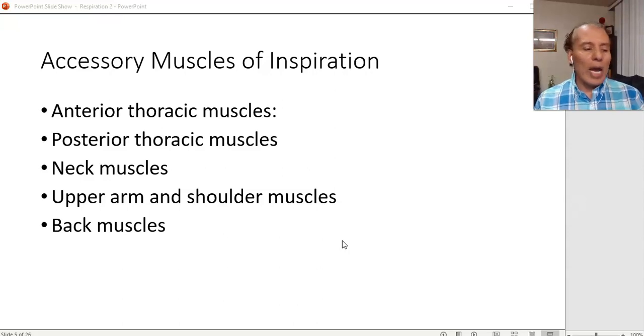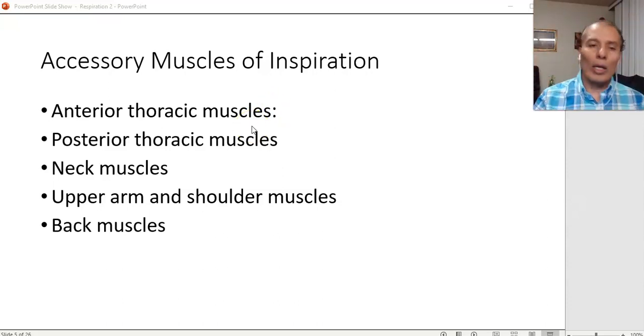So now we are going to move to the accessory muscles of inspiration. After that, we'll speak about the accessory muscles of expiration, and then summarize the process of inhalation and exhalation again. So the accessory muscles of inspiration include the anterior thoracic muscles in the front of the chest, and then the posterior thoracic muscles on the back of the thorax, and the neck muscles, shoulder and upper arm muscles, and then back muscles that are below the thorax.